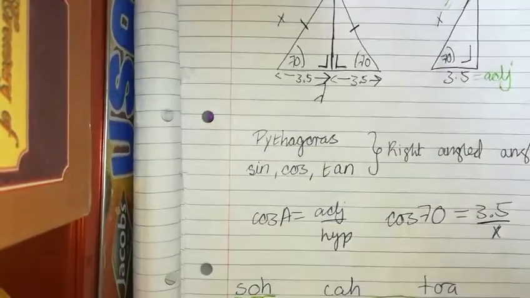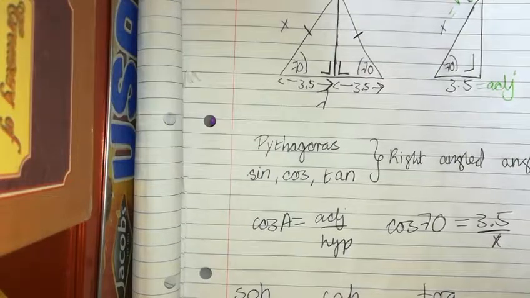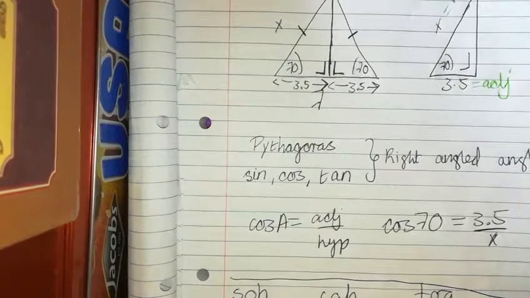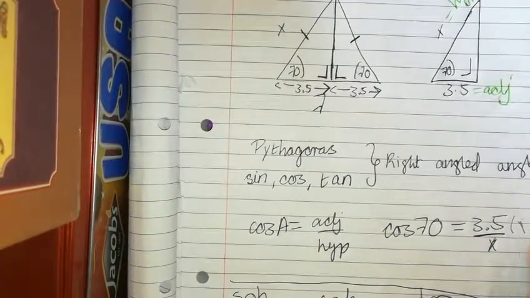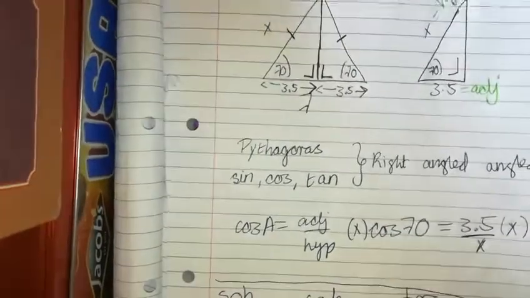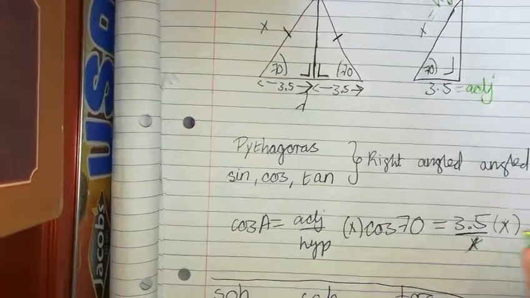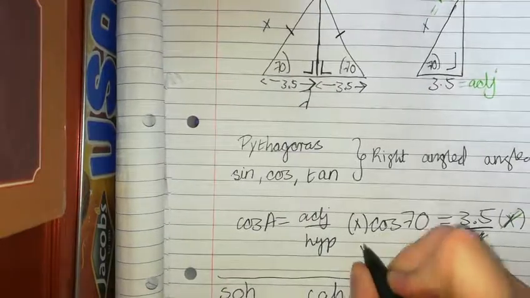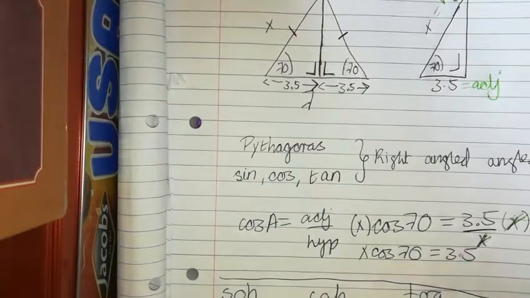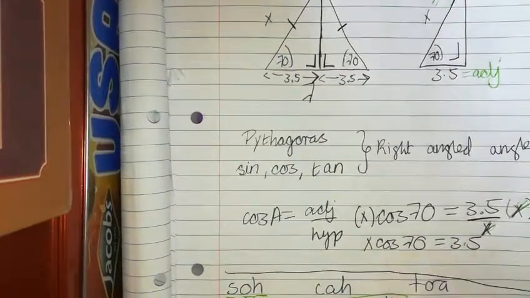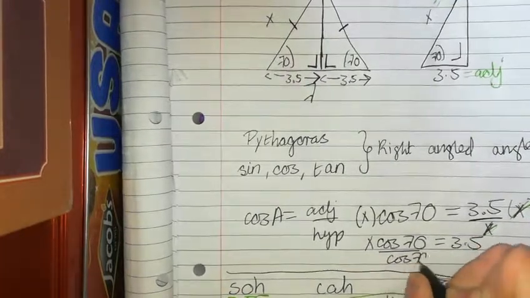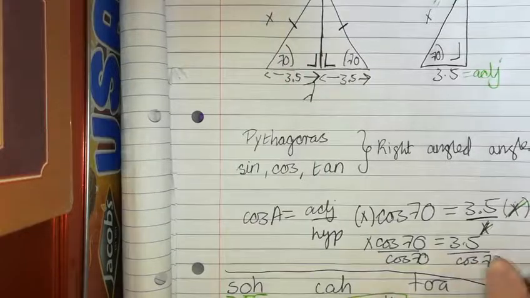I want to get x by itself, so I want to solve for x. The only way of getting rid of my fraction here is to multiply both sides by x, because if I do one thing to both sides of the equation, it stays the same. Now I'm multiplying by x on the top and dividing on the bottom, so it will cancel. Then I'm left with x cos 70 is equal to 3.5. But I don't want to get what x cos 70 is, I just want to get what x is. So I'm going to have to divide both sides by cos of 70.